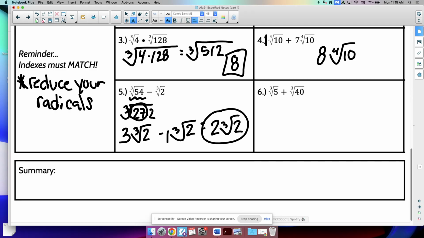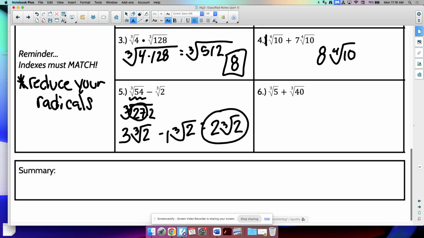The radical portion does not change, only the front number does. So you make the radicals be the same. Once they're the same, you're just looking at the front numbers. Okay, next one, as is. Can we combine those together? No, 5 and 40 don't match. So when you're adding and subtracting, this is when it gets specific and they have to be identical.